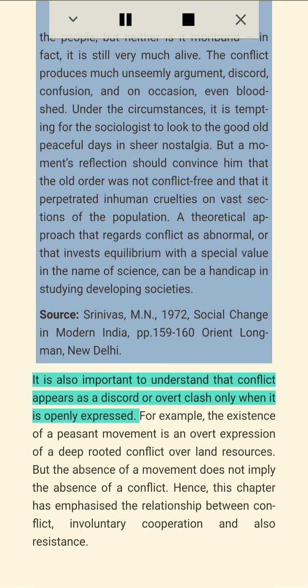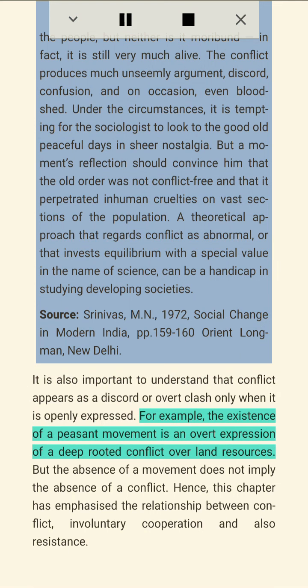It is also important to understand that conflict appears as a discord or overt clash only when it is openly expressed.